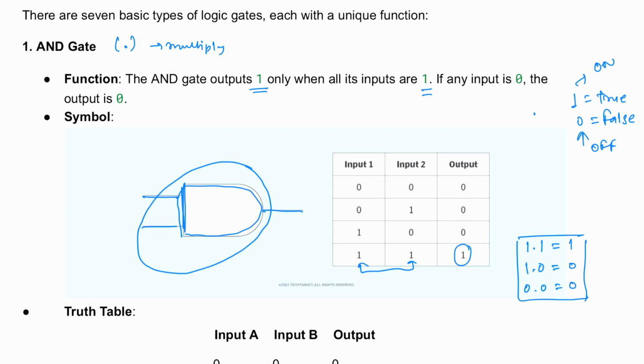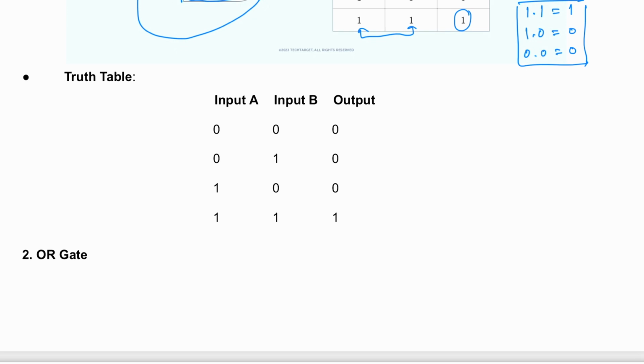I'm telling you. So suppose this input is A and this is B, the output would be A dot B, and this value depends on what you are giving as input. So you can consider input 1 as A and input 2 as B, and if A is 0 and B is 0, the output would be 0. So this is what the AND gate is about. If both are 1, the output would be 1, else the output would be 0. This is the truth table for the AND gate.